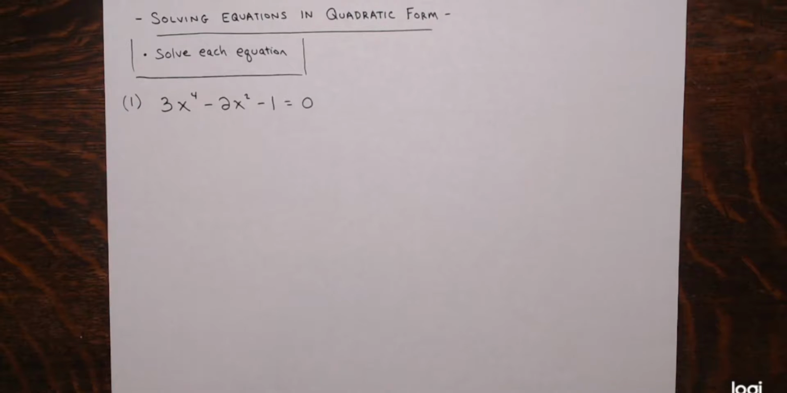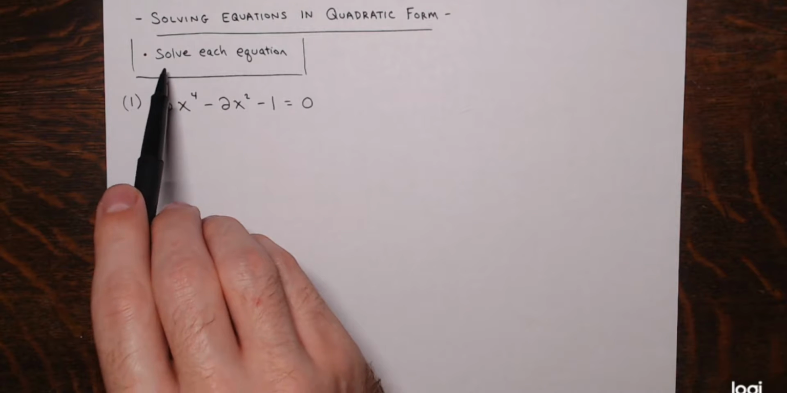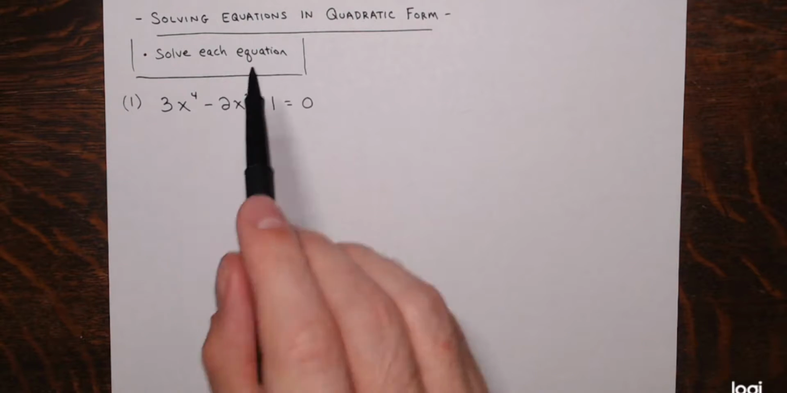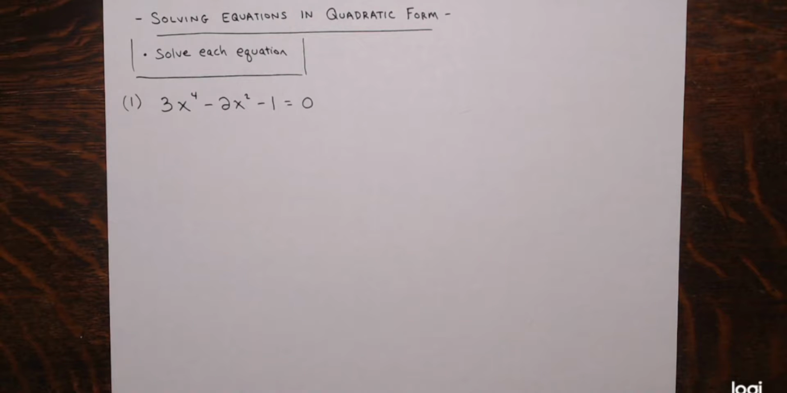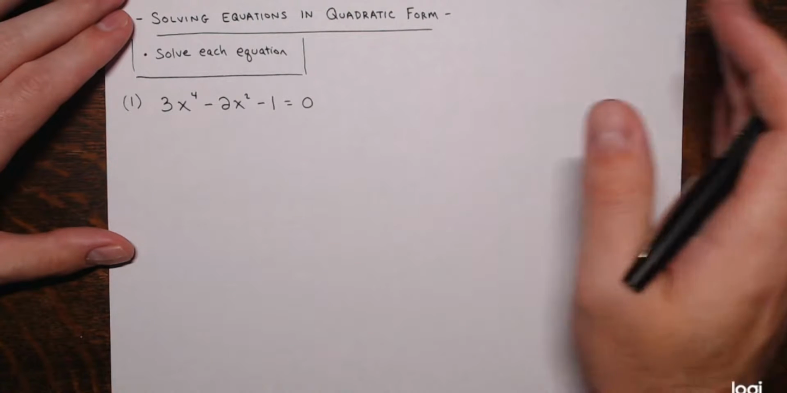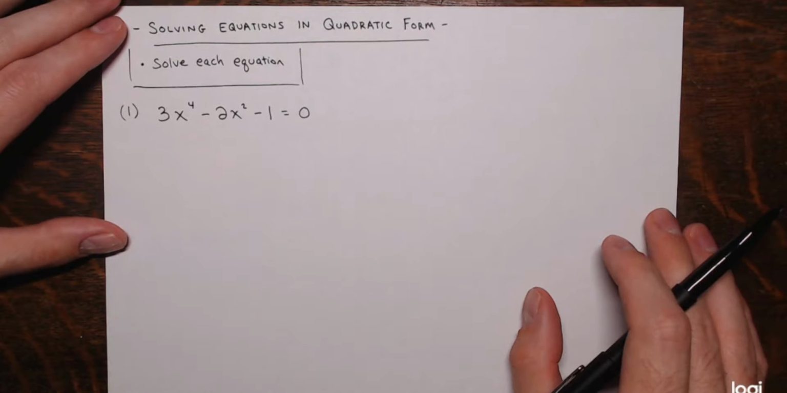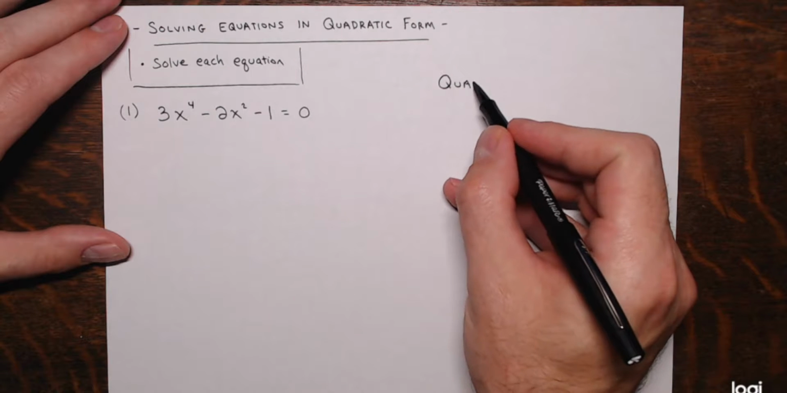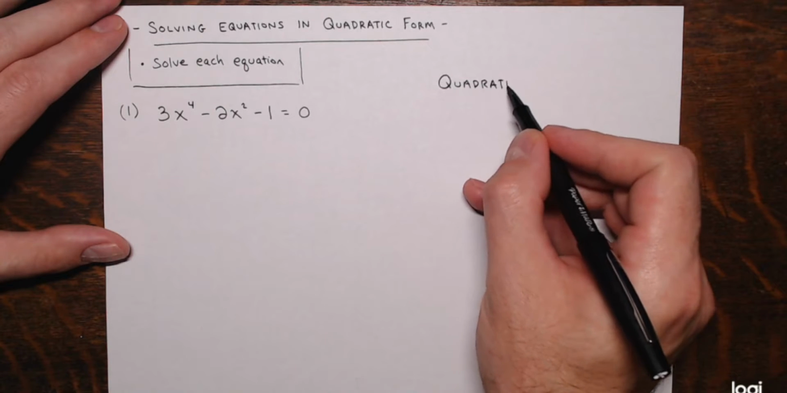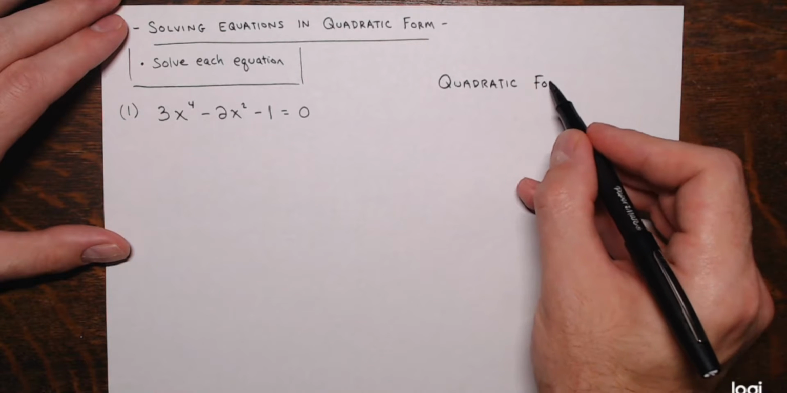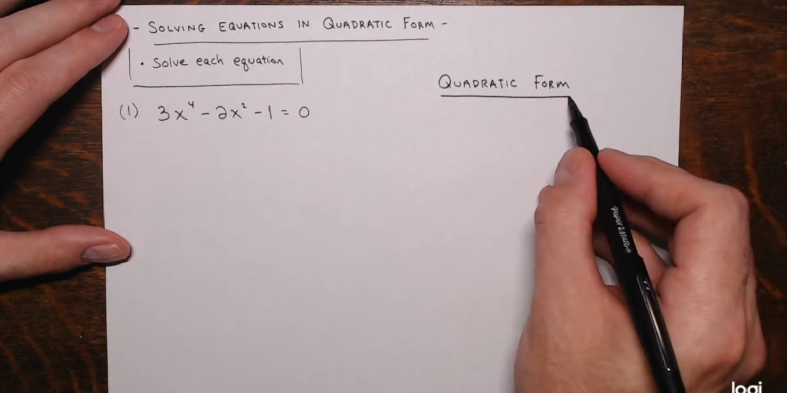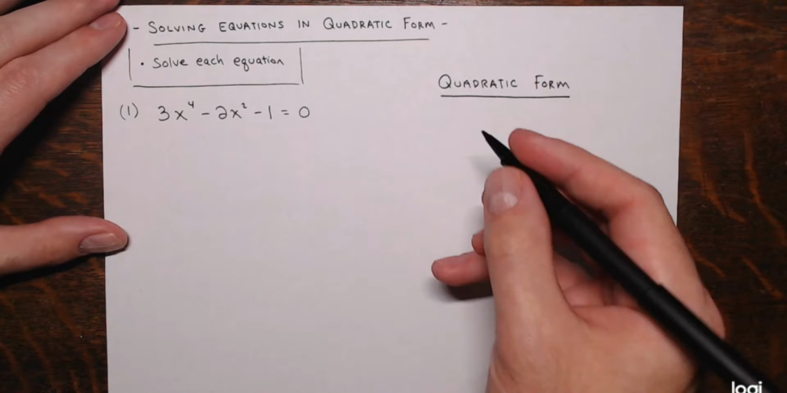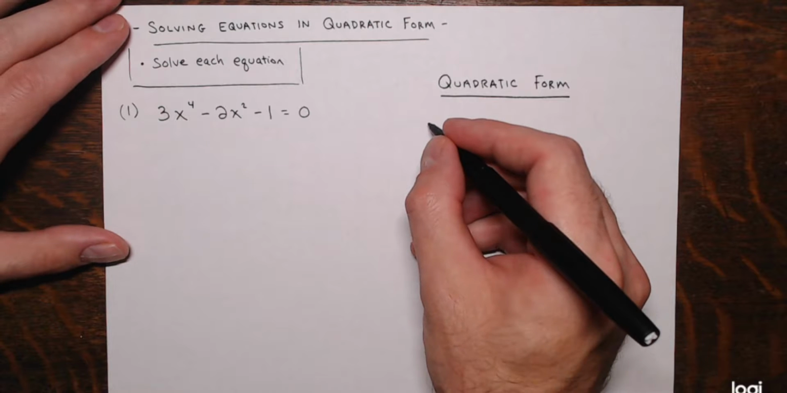Okay, so all my examples are written out on paper, and we're just asked to solve each equation. Find all the values that you can replace the variable with to make a true statement. Each of the equations in this particular video is going to be an equation that's in quadratic form. That means it can look like the following.